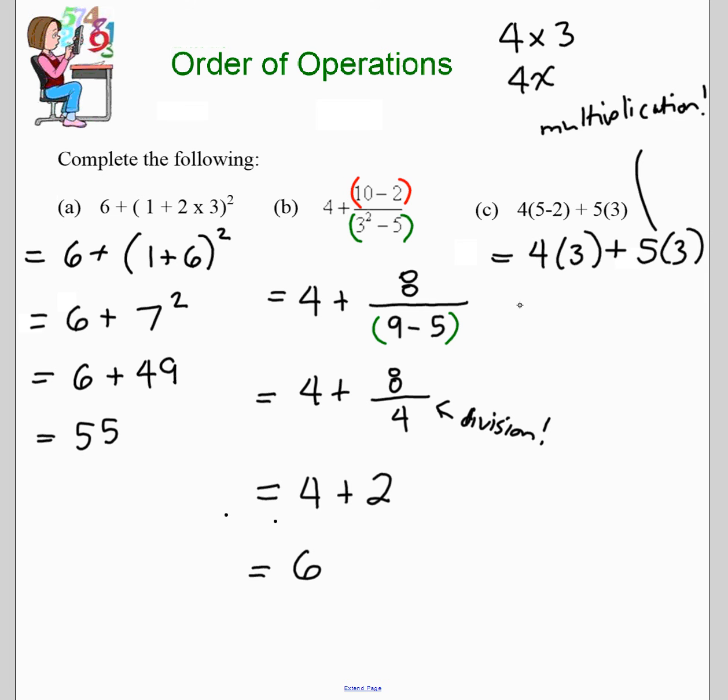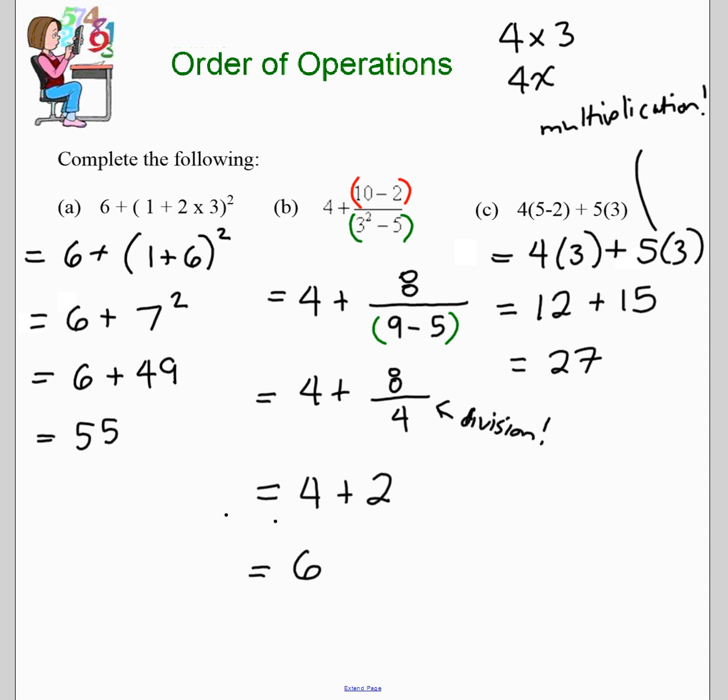So now we're going to just do the multiplying. 4 times 3 is 12. 5 times 3 is 15. Notice that I did both of those at the same time. That's allowed if you can do two things at the same time, as long as they're independent of one another. If they don't depend on one another, you can do them at the same time, and you can kind of skip a few steps. Then I'm going to write my answer, and I'll be done.